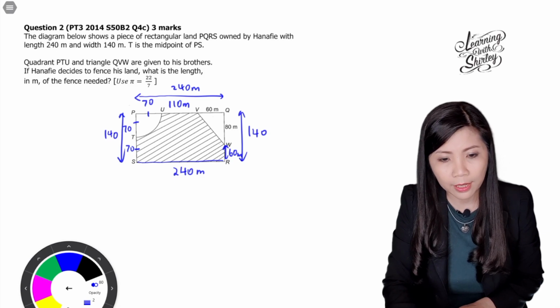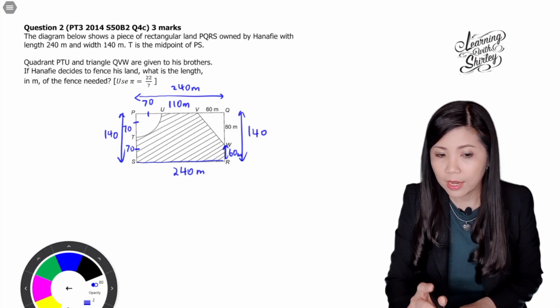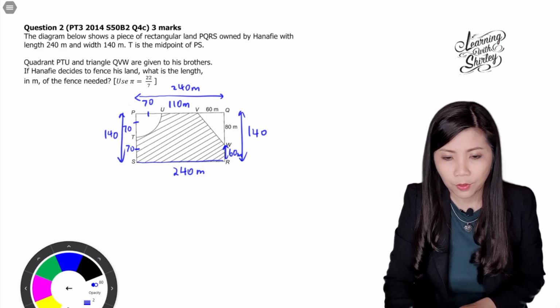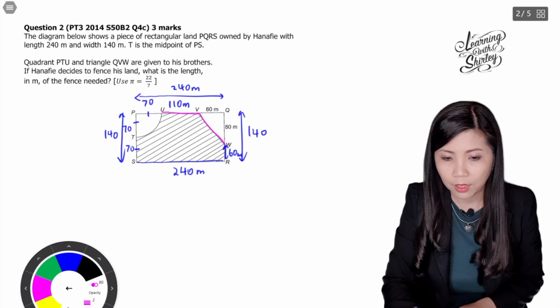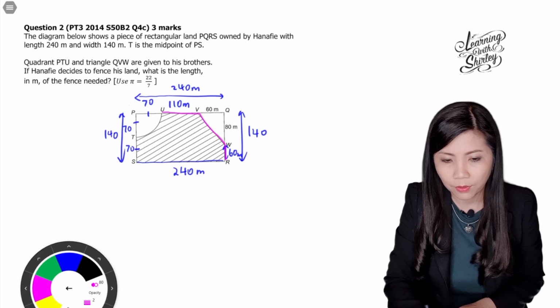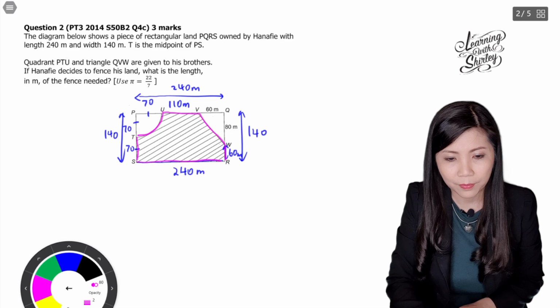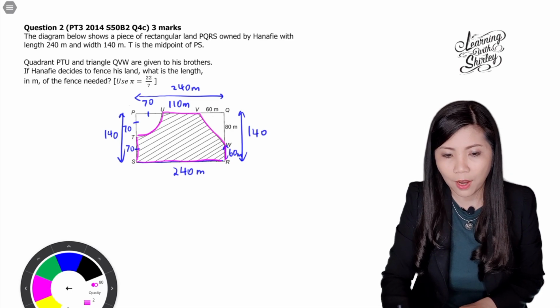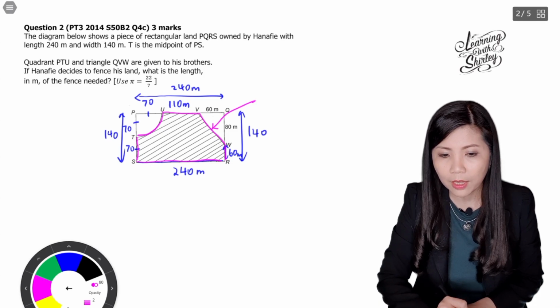Now let's look at the question. If Hanafi decides to fence his land, what is the length in meters of the fence needed? So here, I need to find the perimeter of this: UV plus UW plus WR, plus SR here, plus TS, and plus UT. So we need to find the length of this, VW.